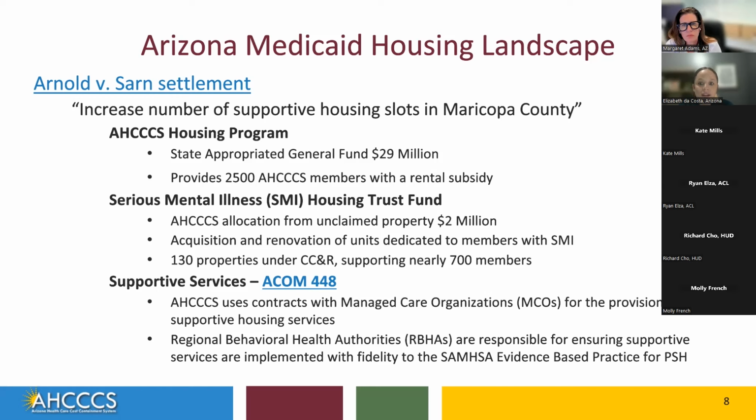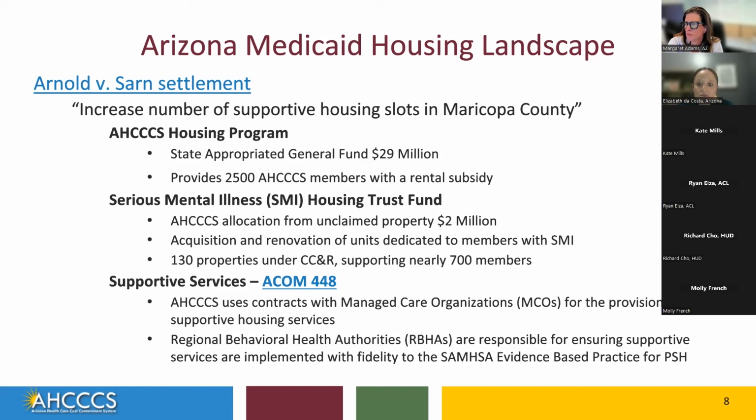And so we actually received a state appropriation of general funds of $29 million to be able to cover rental assistance for eligible members. Most of those dollars are focused on members who have an SMI designation in the state, but we also have some funds that can cover rental assistance for members who are considered general mental health and substance use disorder to be able to receive a rental subsidy to be able to live in the community of their choice. If we were a public housing authority, we would be the third largest in the state.